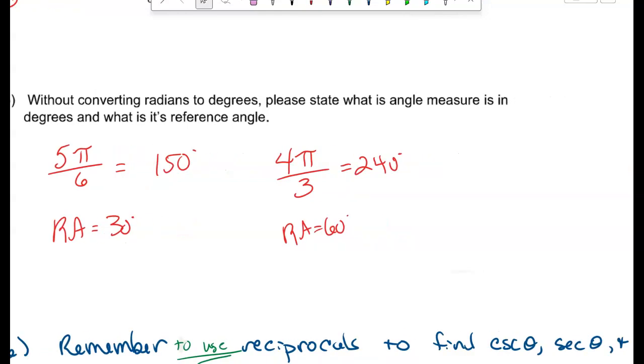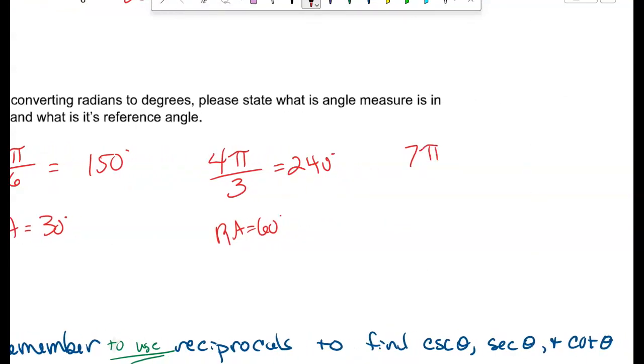All right, guys, how about this one? 7 pi over 4. Without telling me the reference angle, what's the measure? What's that in degrees? 315, because what's your reference angle? And 360 minus 45, 3 what? 315. You just get good at it.